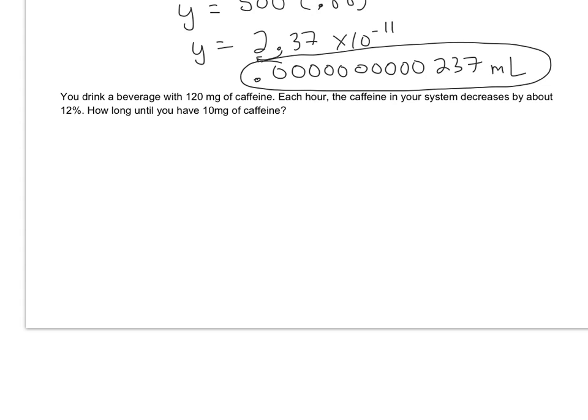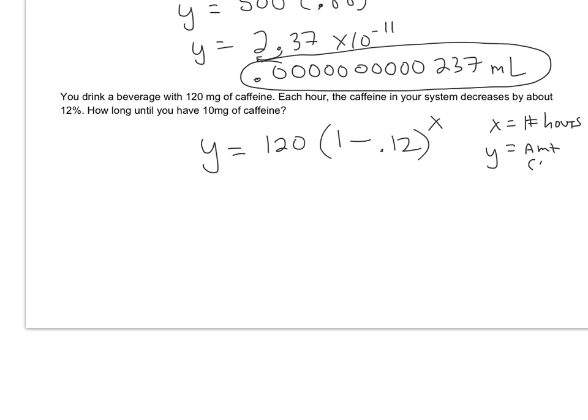Okay. So I will first write my equation. We start with 120 milligrams of caffeine, and it goes down at 12%. So we'll say 1 minus 0.12 to the x. And then again, x is going to be the number of hours, the time, and y is going to be the amount of caffeine.